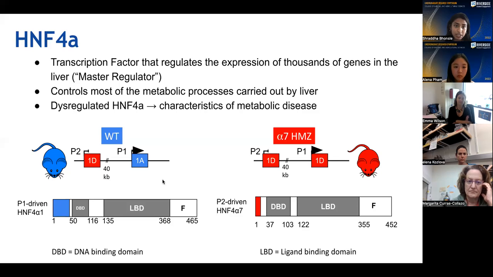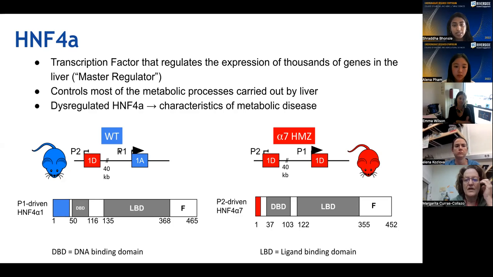To provide a little more detail about how I'm going to investigate my project, I want to start by introducing Hnf4 alpha. It's a major regulator in the liver. It's a transcription factor that is responsible for a lot of the metabolic processes that the liver itself carries out. And we've noticed that when Hnf4 alpha is dysregulated, we see glucose homeostasis mechanisms messed up, and a lot of hepatic defects. And so it's really important to consider the role that Hnf4 alpha has in these diseases.